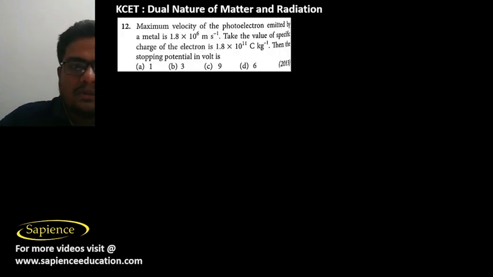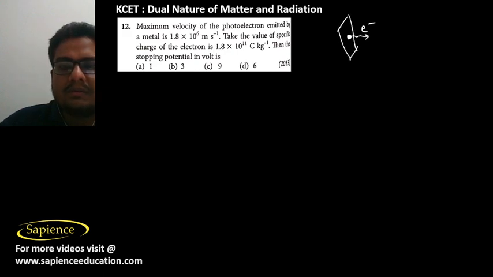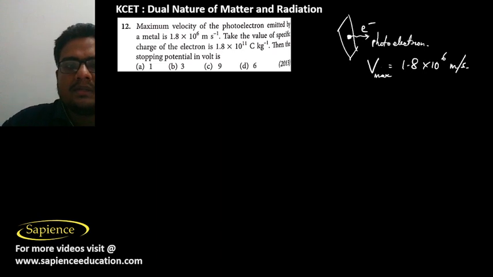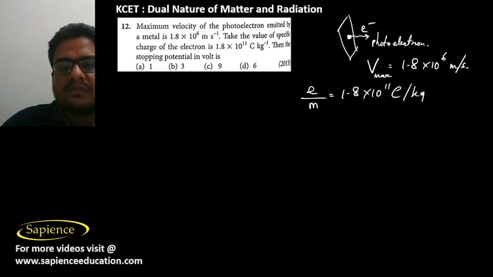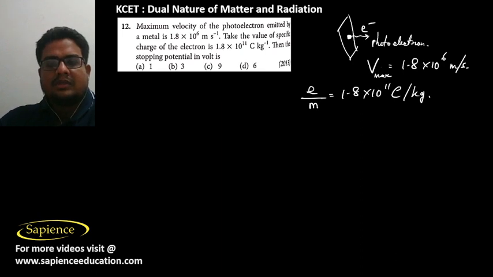Then in question number 12, it is told the maximum velocity of the photoelectron that is emitted by a metal is 1.8 into 10 power 6 meters per second. Take the value of specific charge of the electron, meaning charge to mass ratio of the electron, equal to 1.8 into 10 power 11 coulomb per kg. Then the stopping potential in volts is how much?